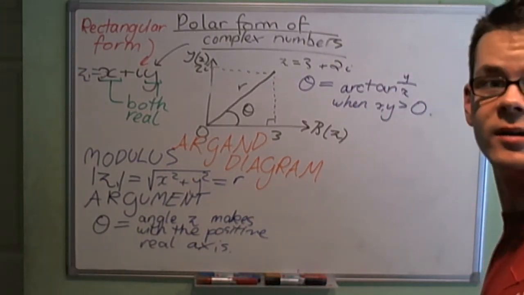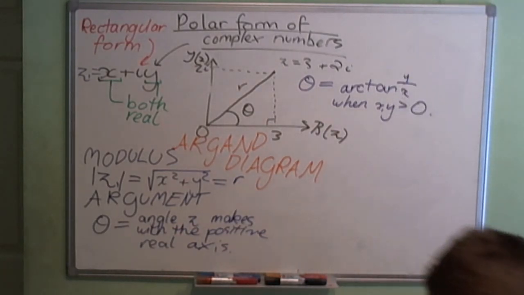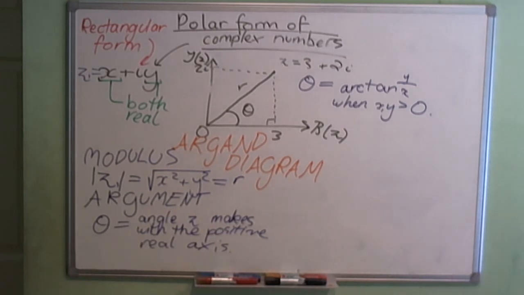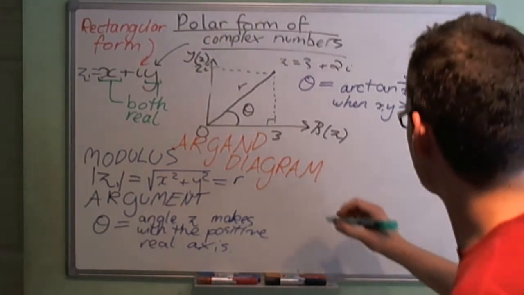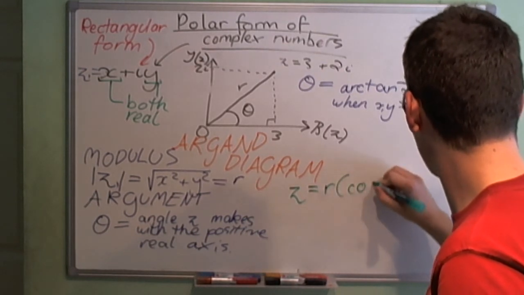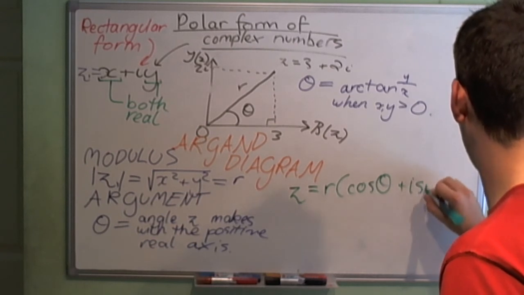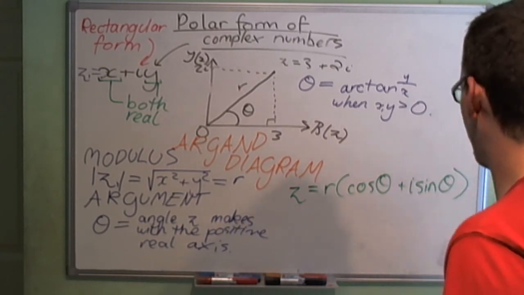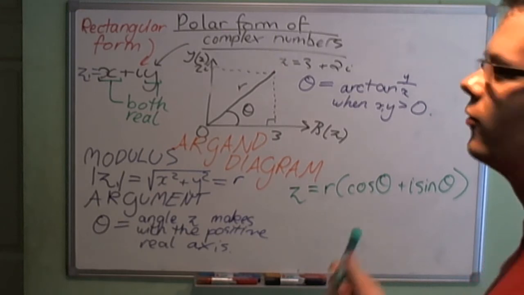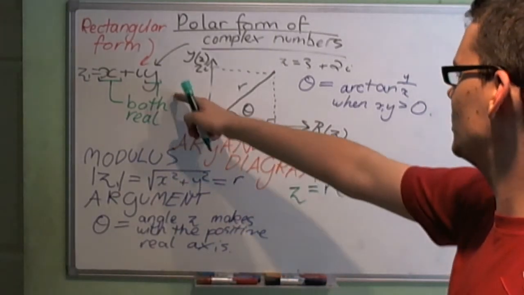Any complex number can be written in the following form. We can rewrite z as r times cos theta plus i sine theta. This is called the polar form or the modulus argument form of a complex number z. And it immediately follows from this definition.